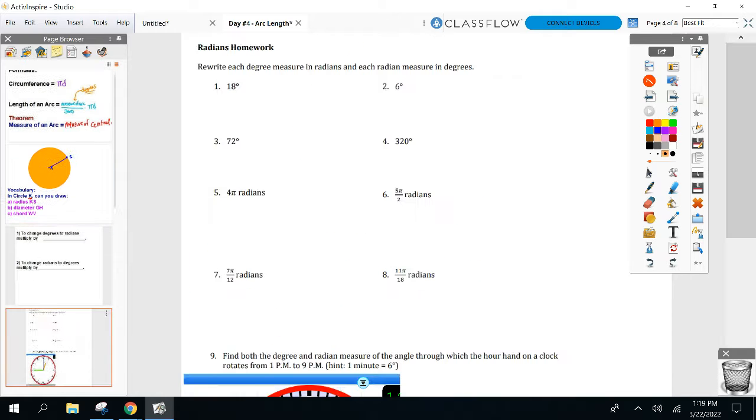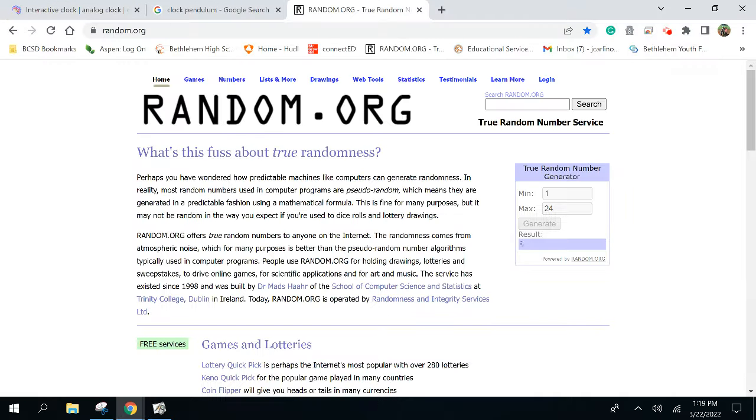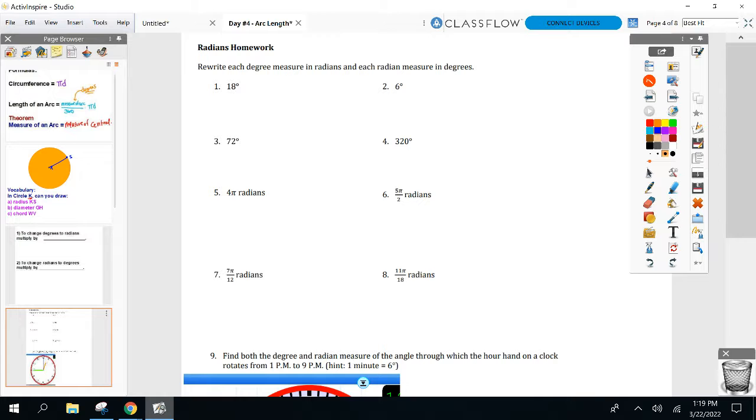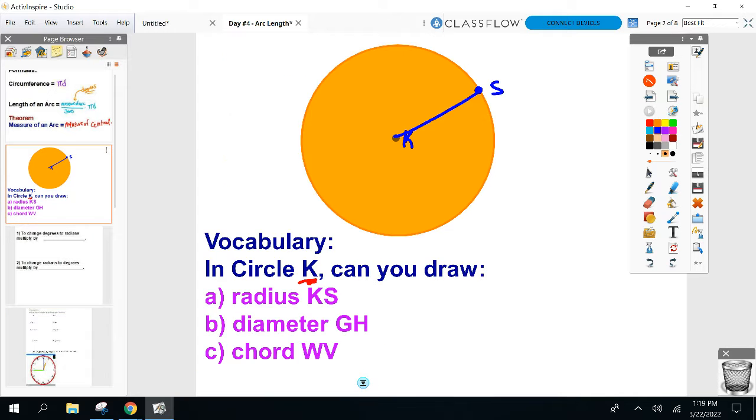Diameter GH, talk to me. Looking for something specific here. G and H are on the circle and it goes through the center. That's the important part. A diameter has to go through the center. That's great that G and H are on the circle. Let's put an H there, G here. But it's got to go through the center. Yep. All good? And then what about chord WV?